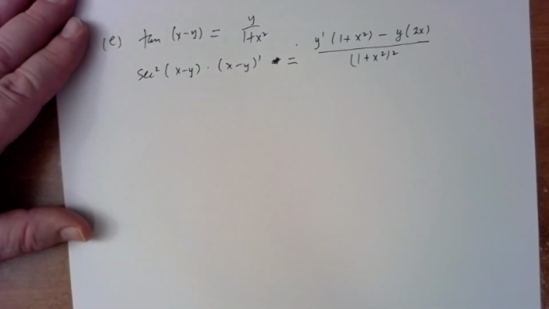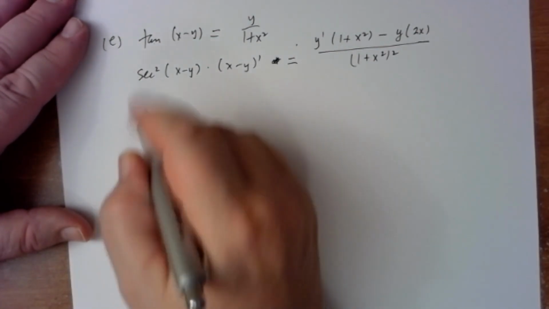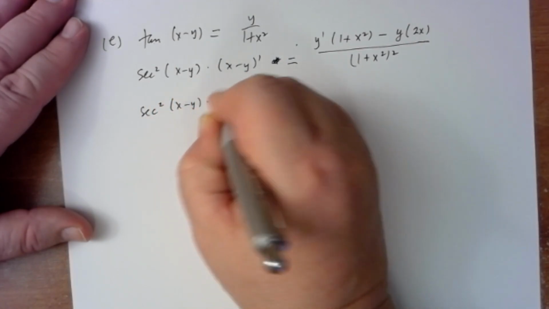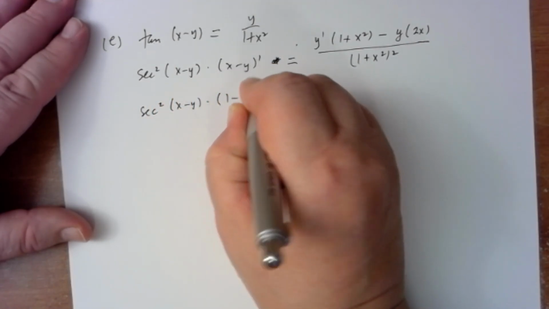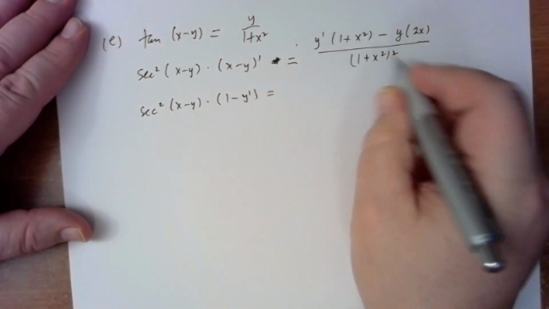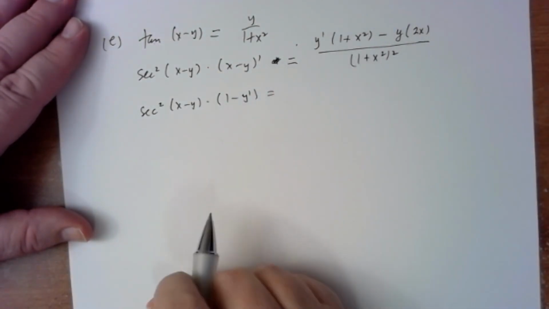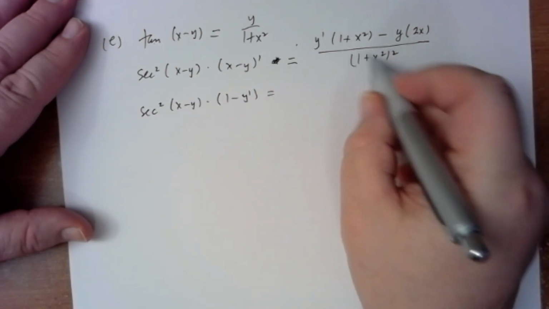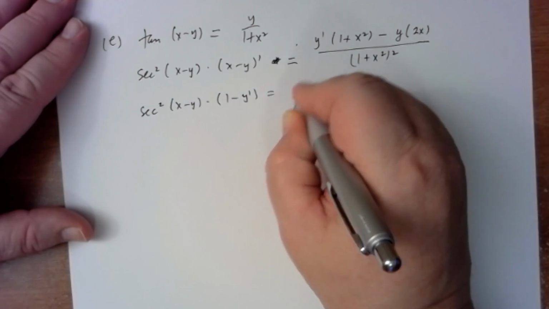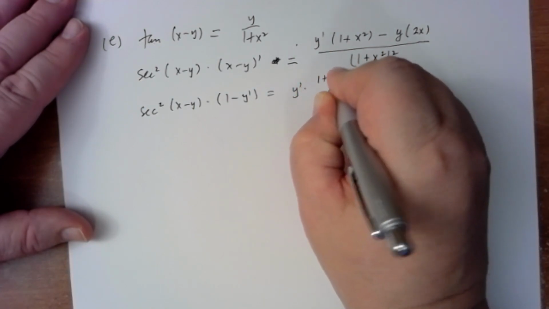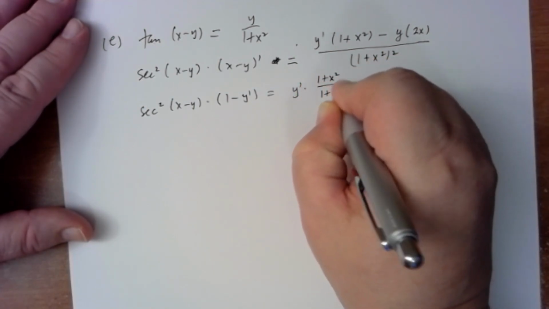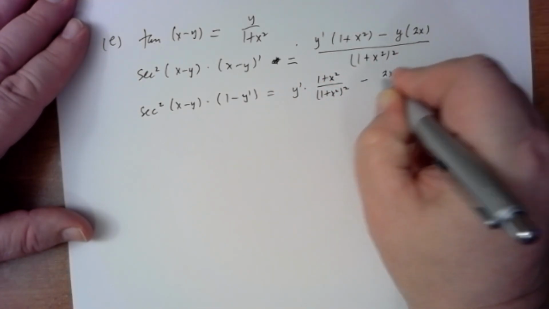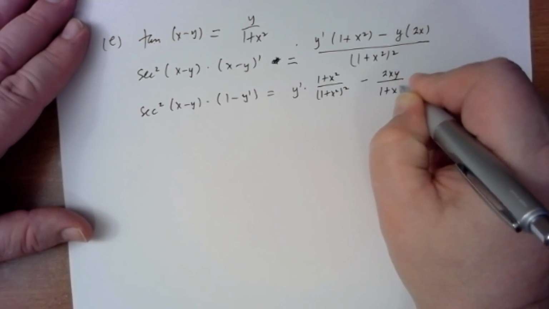Good. And so down here, we'll go ahead and finish this one up as well. That'll be 1 minus y prime. Good. And then here we have our y prime. In fact, maybe I'll go ahead and break this fraction up. So I have y prime times 1 plus x squared divided by 1 plus x squared squared, right? And then minus 2xy divided by 1 plus x squared squared.